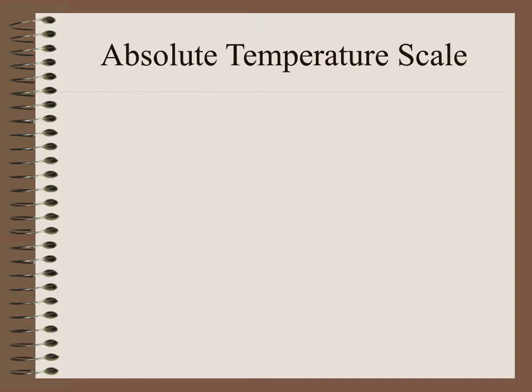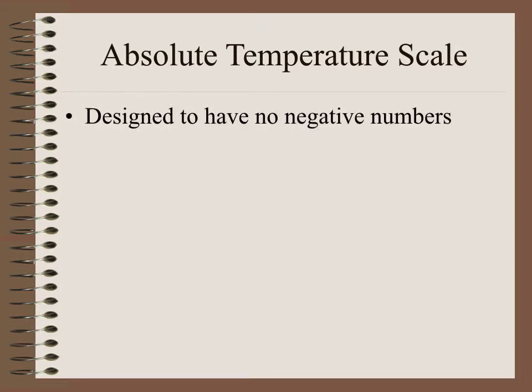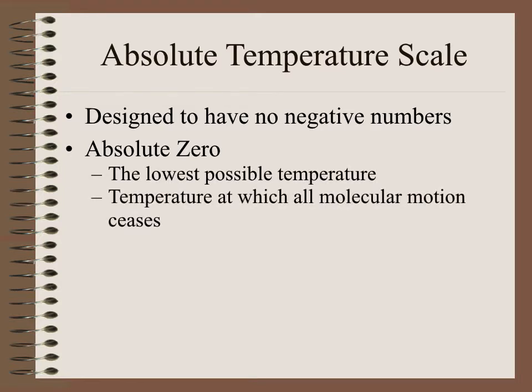So that's why we have what's called the absolute temperature scale. It is designed to have no negative numbers. And we have an absolute 0 point, a point where 0 means zero kinetic energy. Absolute 0 is the lowest possible temperature. It's the temperature at which all molecular motion ceases. The velocity would be 0. If the velocity is 0, the temperature is truly 0. You can't go any lower than this. This temperature is called 0 kelvins, or negative 273 degrees Celsius.